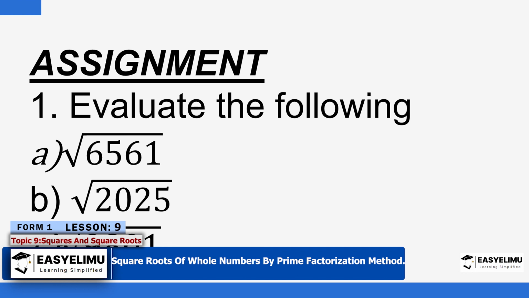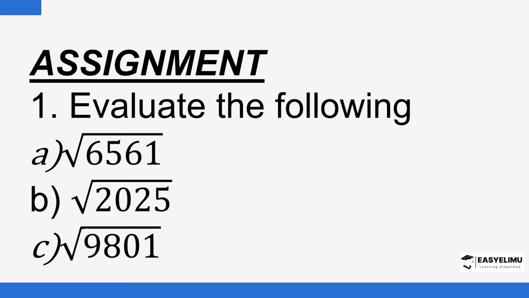So we have a few questions here to help you practice. Remember, the rule is you express the numbers as a product of their prime factors in power form, and then what do you do? You divide the powers by 2. That will help you arrive at the square root of a number. Again, remember what the square root of a number is. It's just the number that we need to square to arrive at these particular numbers. Which number do I square to arrive at 6561? Which number do I square to arrive at 2025? And which number will I square to arrive at 9801?